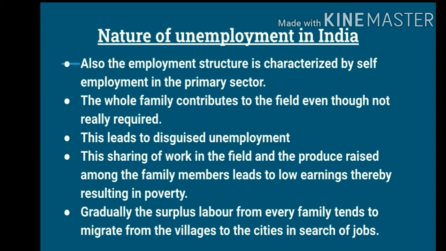So students, this sharing of work in the field and the produce raised among the family members leads to low earnings, thereby resulting in poverty. The problem is that they not only share the work in the field, but they also share the produce, or the output, or the income which is generated from the field. Since that little income is distributed among so many family members, the income gets reduced even more. Understood? So the share of every family member is very little.